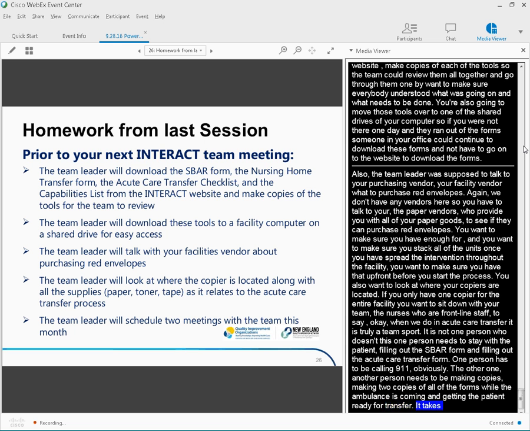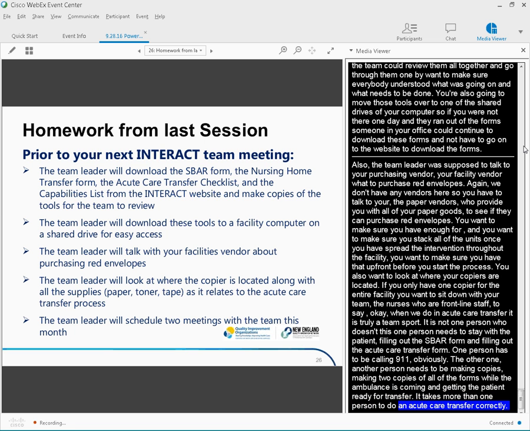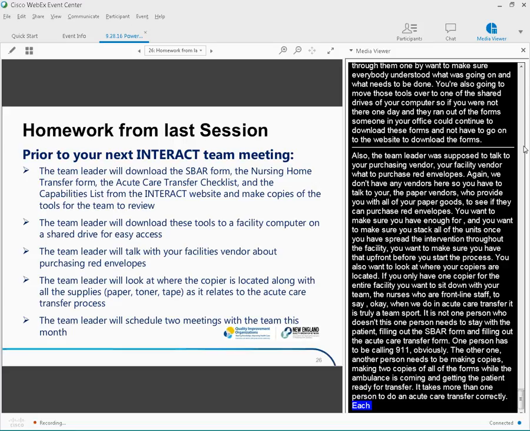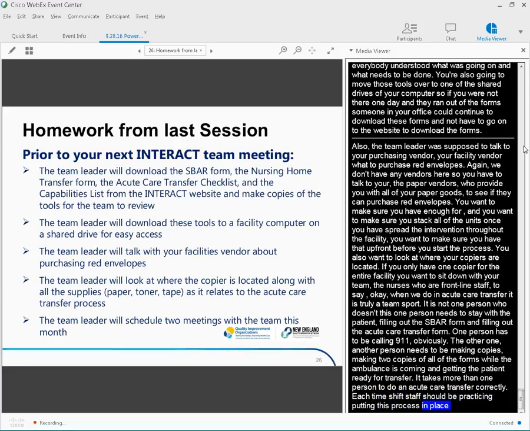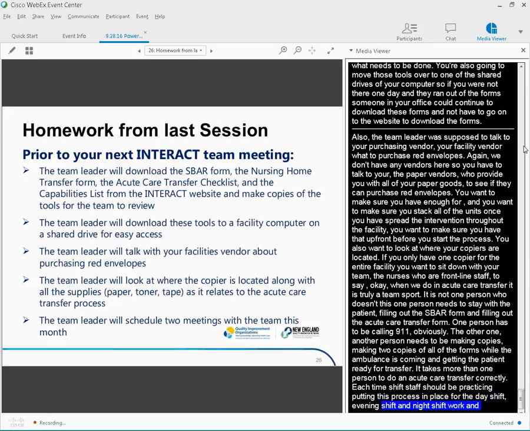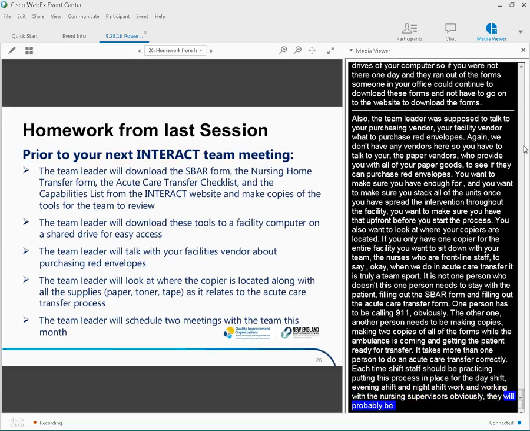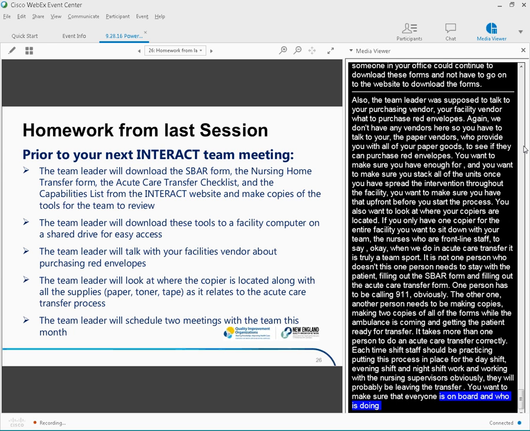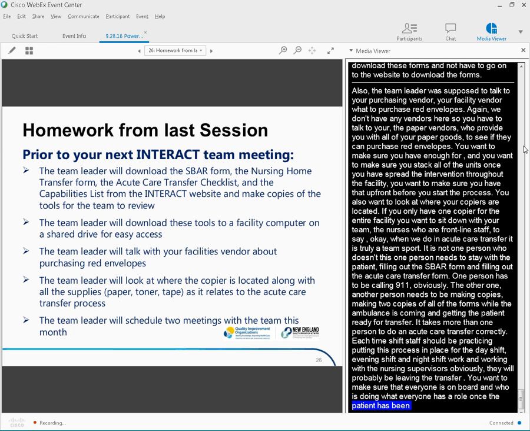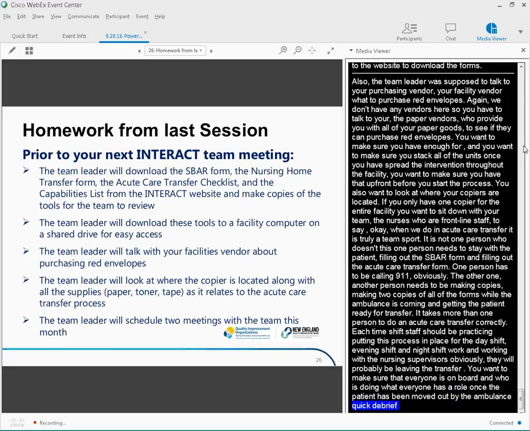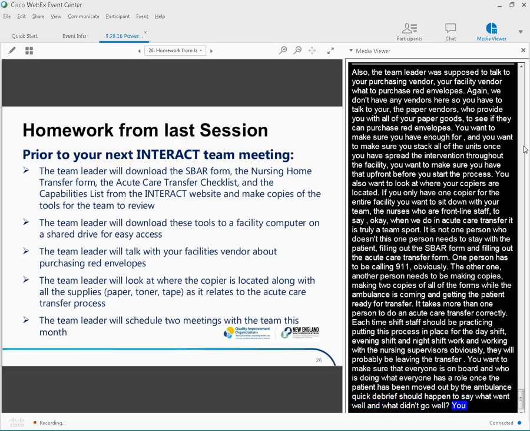And each time shift staff should be practicing putting this process in place for day shift, evening shift, and night shift. And working with your nursing supervisors, because obviously they'll probably be leading the transfer, but you want to make sure that everyone's on board and who's doing what. Everyone has a role, and then once that patient has been moved out by the ambulance, a quick debrief should happen to say what went well and what didn't go well, because you want to make it a better opportunity for the next time it happens.